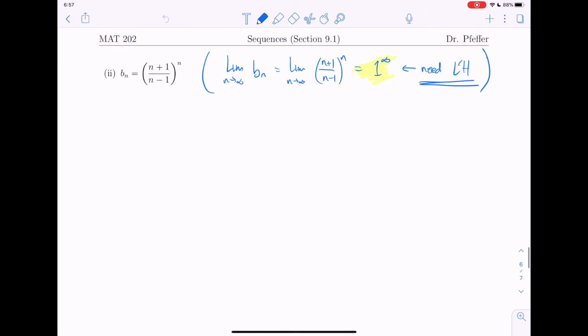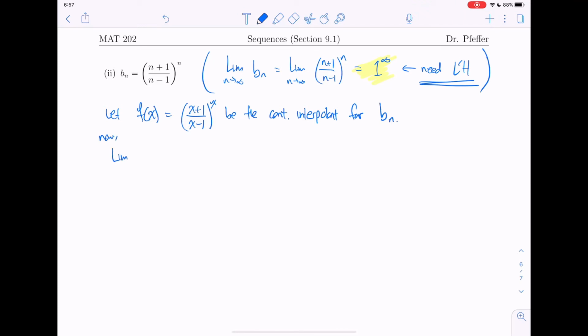So here, I'm going to let f of x equal to x plus 1 over x minus 1 to the x be the continuous interpolant for b sub n. Now the theorem says that the limit as n goes to infinity of b sub n is equal to the limit as x goes to infinity of f of x, which in this case is the limit as x tends to infinity of x plus 1 over x minus 1 to the x.